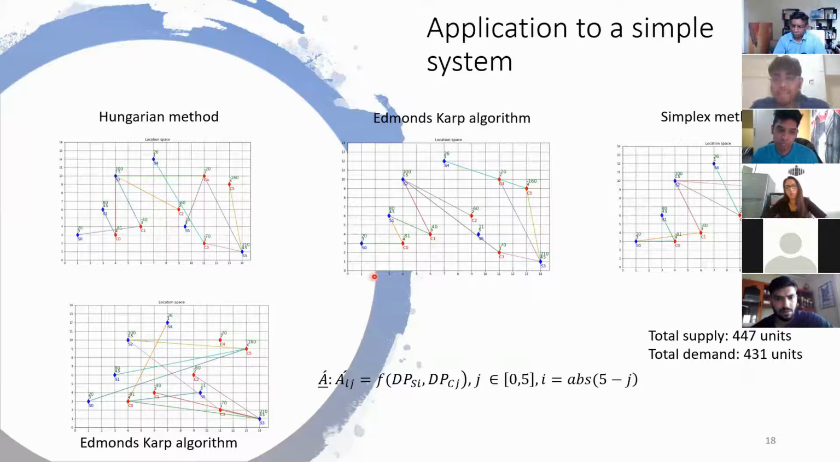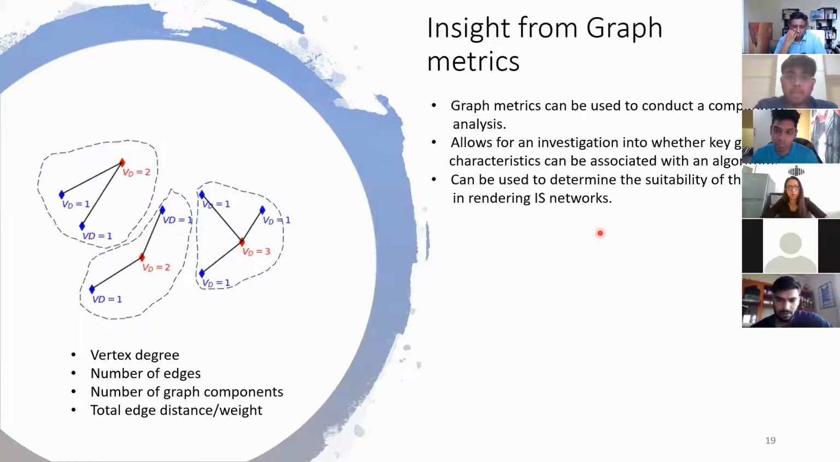And this implies that the ordering of the elements in each data parameter list affects the IS solution that is rendered. And so the differences in those structures of the IS networks can be analyzed by extracting features from the network. And graph metrics are useful in this regard and have been used in social network analysis. And so graph metrics can help us with conducting comparative analysis between the algorithms.